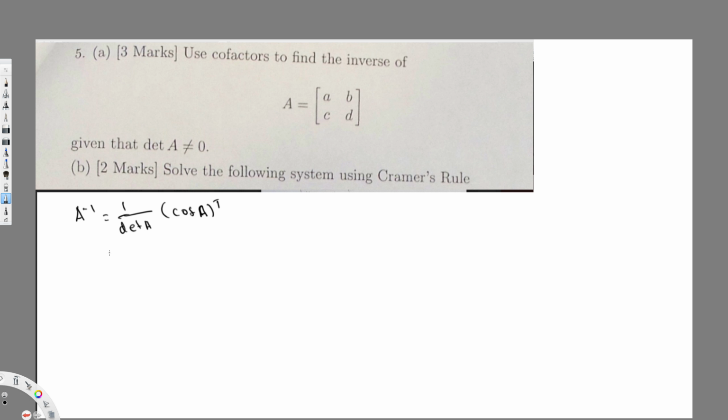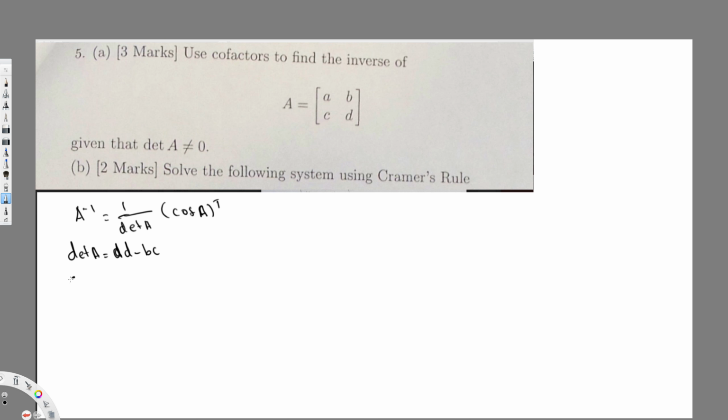So let's see what we can do. First of all, in this case I have to find determinant A. So determinant A is going to be equal to AD minus BC. That's the general formula, AD minus BC. It only works for a 2 by 2 matrix. Since this is a 2 by 2, I can use this one. Then we have to find the cofactor of A.